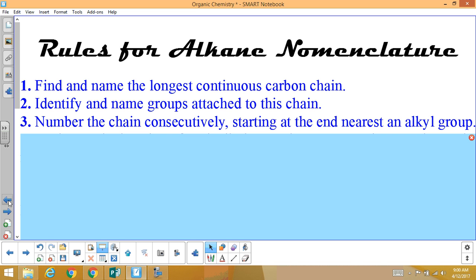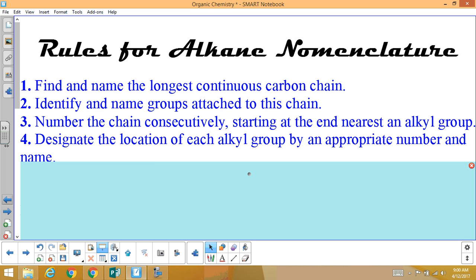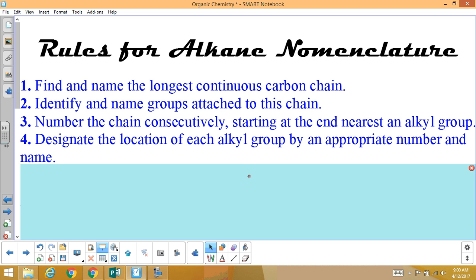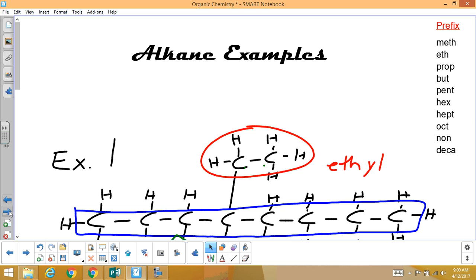So step 3 comes into it. It says number the chain consecutively, starting at the end nearest to the alkyl group, and then designate the location of each alkyl group by an appropriate number and name. Alright, so we've done the name already and number the chain consecutively. So what does that mean? So let's go over here and see your example.